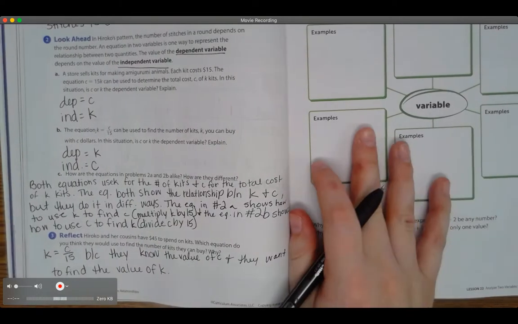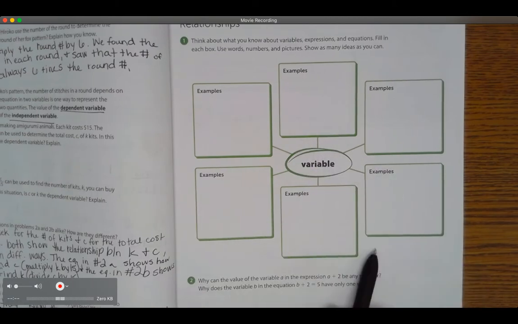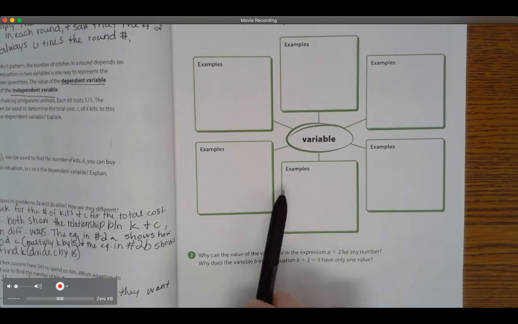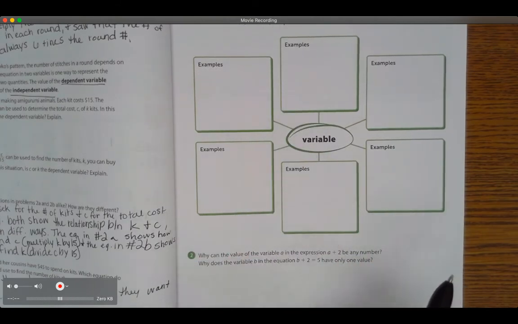All right, go ahead and pause here, and I want you to try number 1 and 2 on your own on page 507. So you're going to put examples of a variable. So 6 examples of a variable. Come back and we'll try it together.